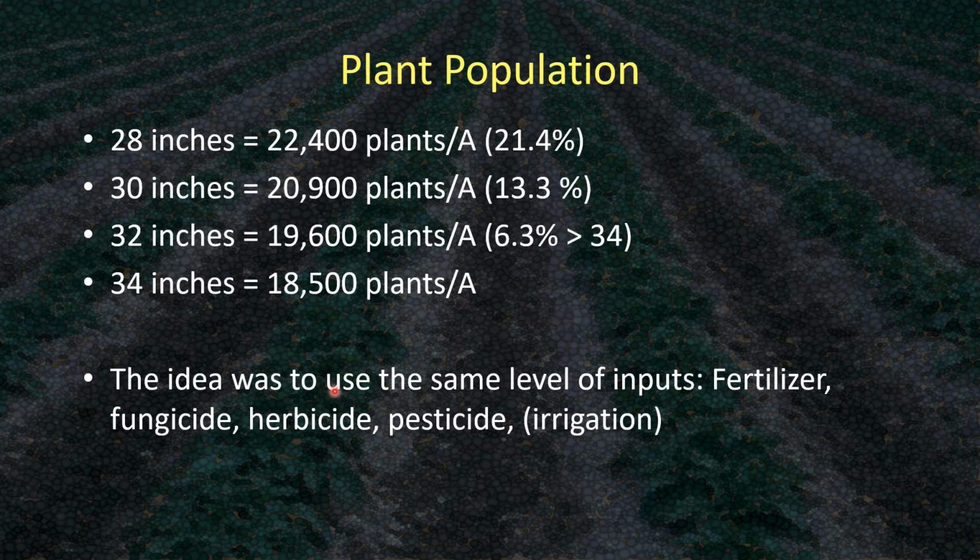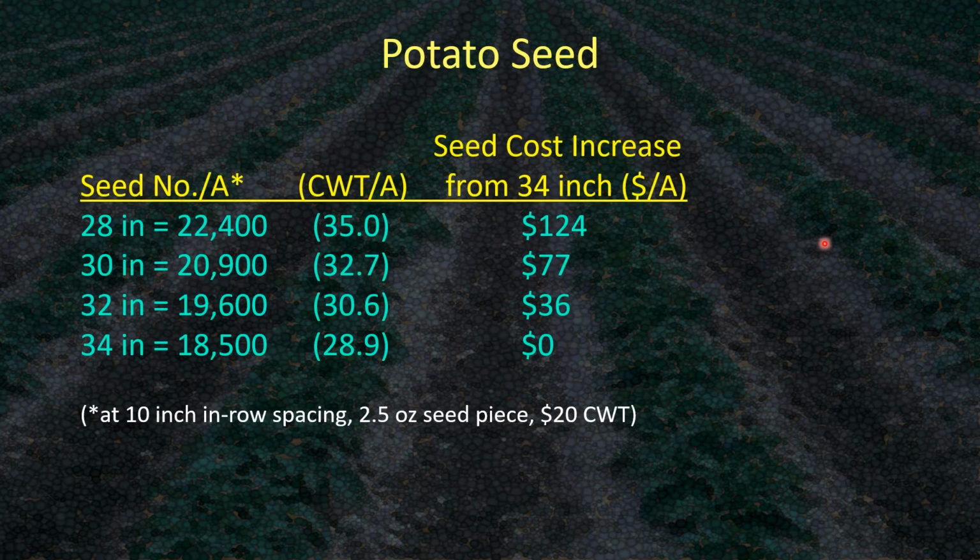So the idea was to use the same level of inputs: fertilizer, fungicide, pesticide, and ultimately irrigation. Although I think that perhaps we should have tried to irrigate a little heavier, and I'll show you why. If we move our rows closer together, we're going to add more seed per acre just by doing that. And so we have to take into account the cost of the extra seed when we're looking at our economic return.